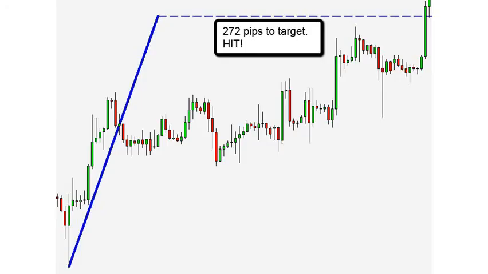Now let's finish off this chart series by measuring the previous impulse leg that took us to the trade target and project that from the 170 pip corrective low. The measured impulse leg was 272 pips, and as you can see, price busted through that target and eventually traveled 70 pips beyond and then reversed.